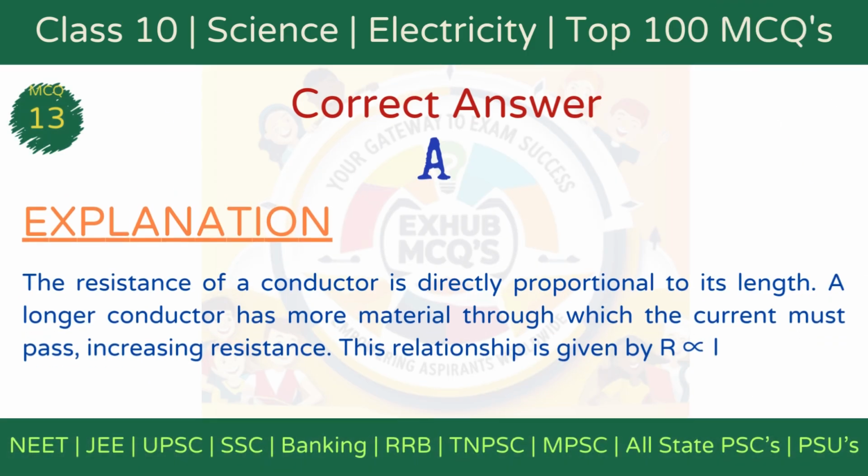The correct answer is option A, directly proportional. Explanation: the resistance of a conductor is directly proportional to its length. A longer conductor has more material to resist the flow of current, increasing the total resistance.